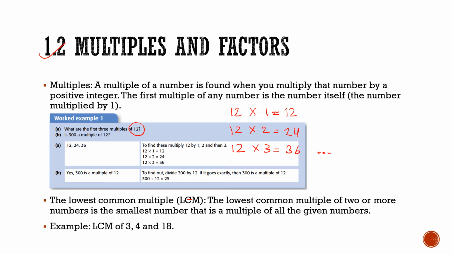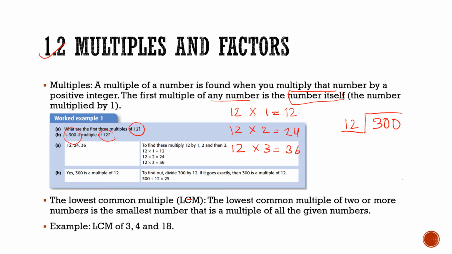So basically, as I said, a multiple is found when a number is multiplied by a positive integer. Then is 300 a multiple of 12? How do we find whether 300 is a multiple of 12? 300 divided by 12. If it gives 0 in the remainder, then yes.